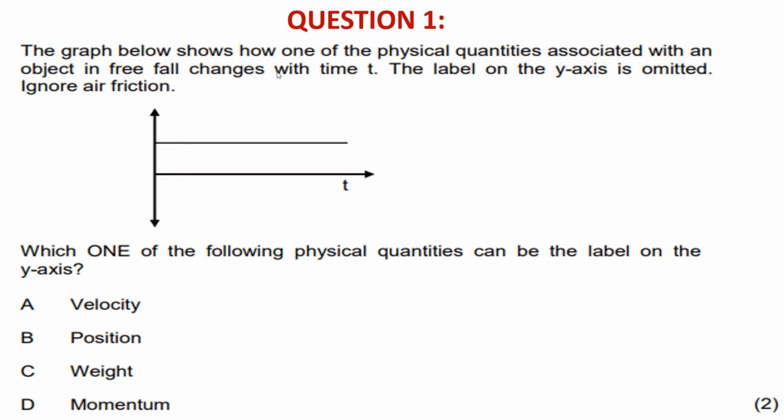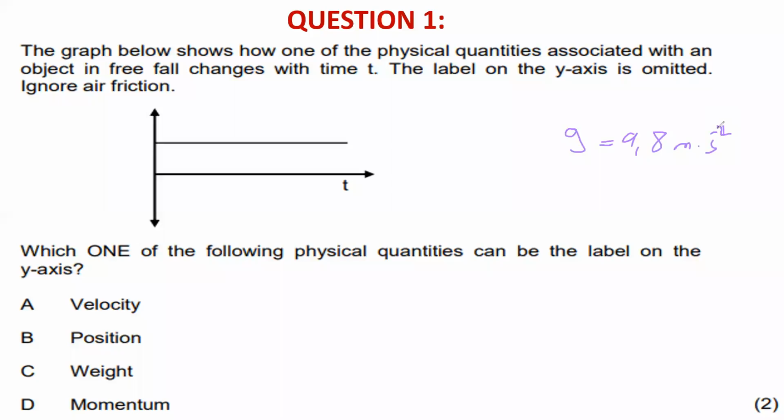The graph shows how just one physical quantity varies with time for free fall. Okay, for free fall, as you see, it is constant. For free fall, what do we know is constant? Acceleration is constant. So what they ask you now is which one of the following physical quantities can be labeled on the y-axis? So what else can be constant? I know acceleration is constant. It is g, 9.8 meters per second squared.